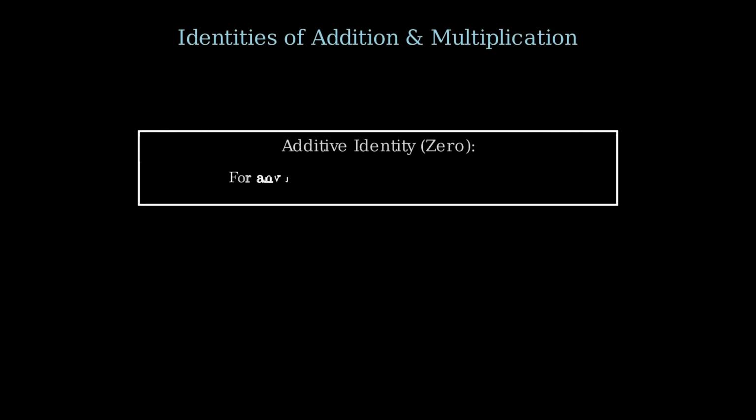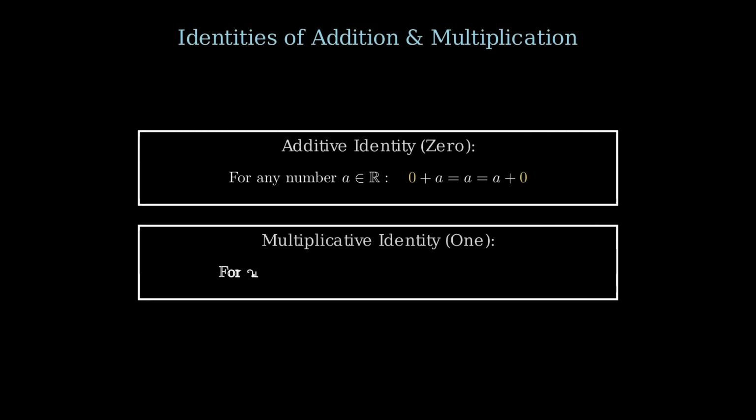In the real number system, 0 is the additive identity because adding it to any number does not change its value. Similarly, 1 is the multiplicative identity because multiplying any number by 1 leaves the number unchanged.